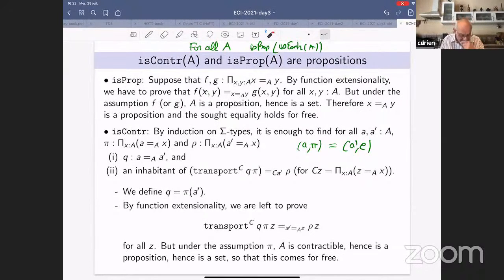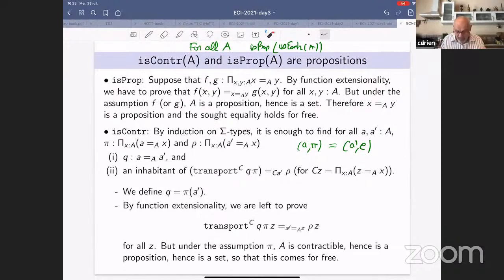Okay, by function extensionality, it's enough to show that applied to Z they are equal. But wait a minute, this equality happens in this type. By assumption, since we have A and pi, we have by assumption that A is contractible. Hence, it is a proposition. Hence, it is a set, because we have shown that contractible implies proposition, proposition implies set.